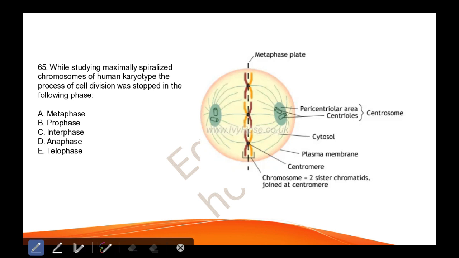Here we are studying the cell in the metaphase stage, because we have maximally spiralized chromosomes. You can see here in the equatorial plate that our chromosomes are in a very clear pattern, and this is the stage where we can microscopically see or even check the karyotype of the cell, because we have the chromosomes in the highly and maximally spiralized condition.